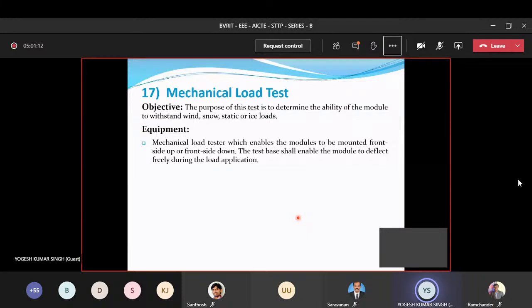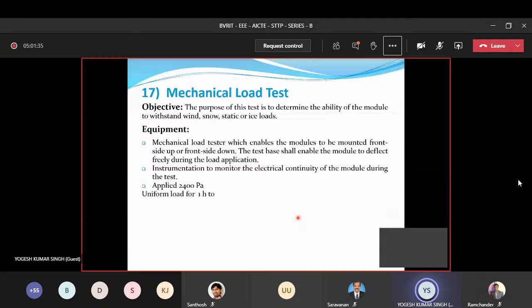There is a condition where we apply a force of around 2400 Pascal, and that 2400 Pascal comes as a uniform load for around 1 hour, and then we measure the front and back leakage current, and if anything happens, your module will be damaged in that particular condition.